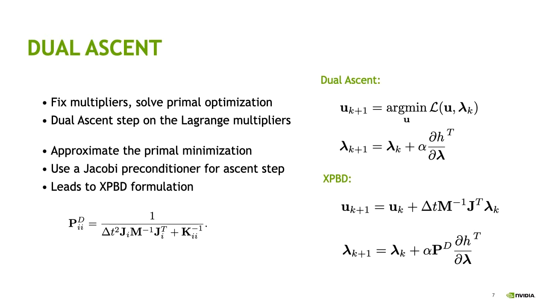So one way to solve these dual problems is something called dual ascent. And here the idea is to take a step first on the primal variables by performing this minimization, keeping our Lagrange multipliers fixed, and then taking an ascent step on the dual variables. And if we approximate that primal minimization with a linearization, and follow that by an ascent step with a diagonal preconditioner, we get back to XPBD.